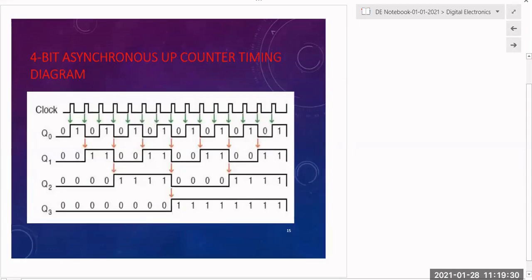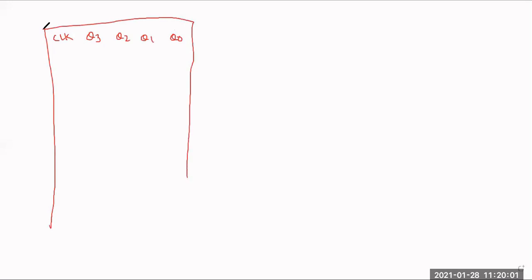And what is the truth table for this one? What is the timing diagram for this one? If you see the timing diagram, so what is the timing diagram? So first truth table. So manaki truth table kavali first. So I will take this truth table, that is your clock and Q3, Q2, Q1, Q0. Hope you understand, right? Any doubts? No. Okay, so this is your first.